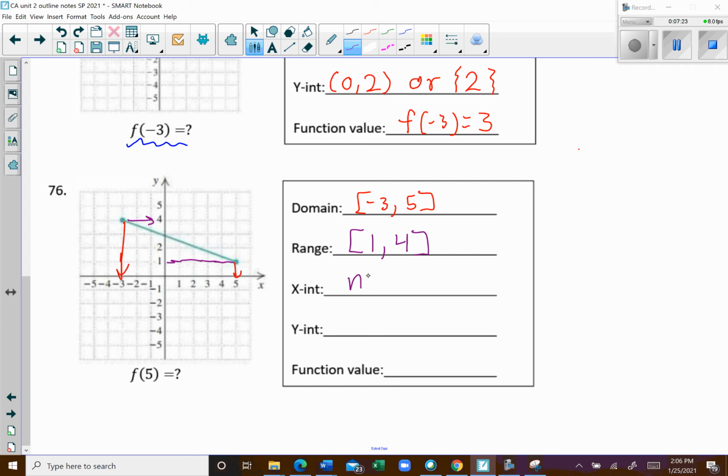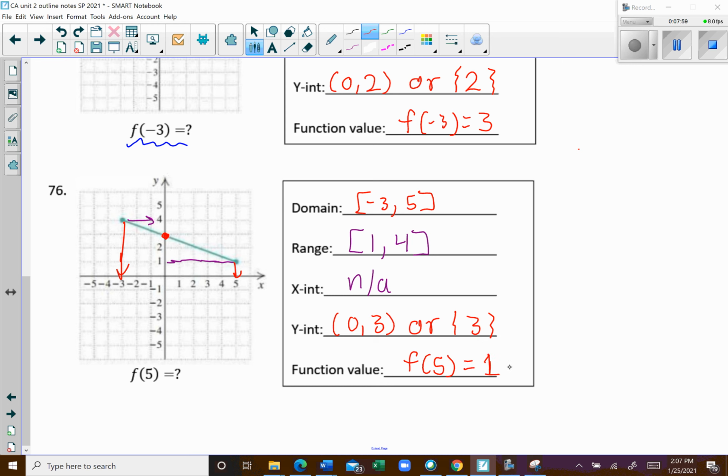X-intercept, once again, we don't have one for this particular graph. We do have a y-intercept right here at 3. Once again, you might be asked to put it as an ordered pair, or we might be doing set notation where they just ask you to list any intercepts that you see. Let me clean that up. A little brace. There we go. And then our function value, let's see, f of 5. When x equals 5, it looks like y is going to be equal to 1.